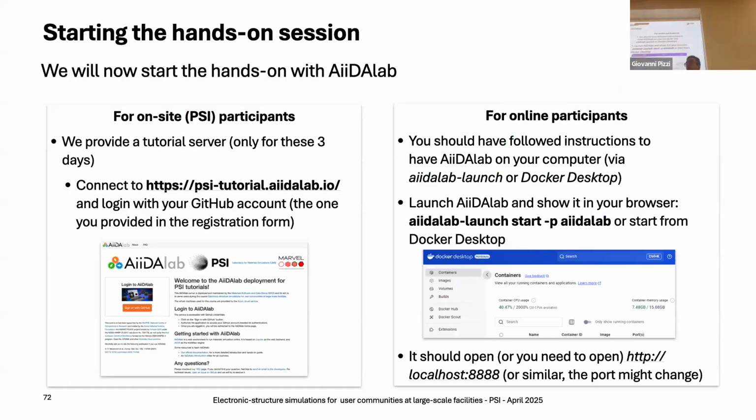Okay, now you can turn on your laptops, and there are different instructions if you are here and if you are online. So if you are here, you can log in at this URL, psi-tutorial.aiidalab.io. If you registered with your GitHub username, you will be allowed to enter. If you don't manage, it means you didn't give the correct username in the form. Don't worry, we can fix it later.